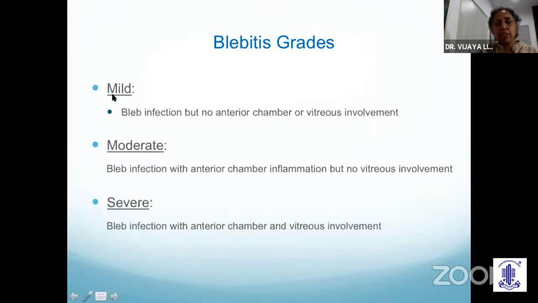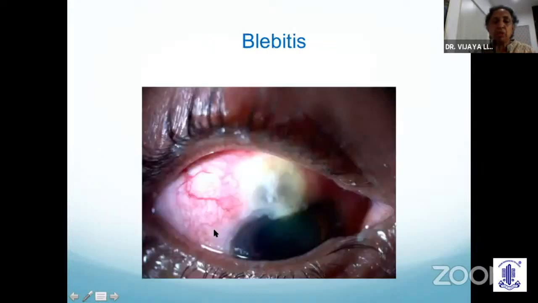And you can classify them into mild, moderate, and severe. What is mild? Bleb infection, but no antechamber or vitreous involvement is called mild. Moderate is bleb infection with antechamber inflammation, but no vitreous involvement. Severe is bleb infection with antechamber and the vitreous involvement. So how do we manage?